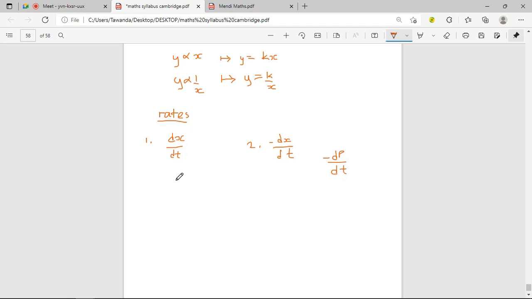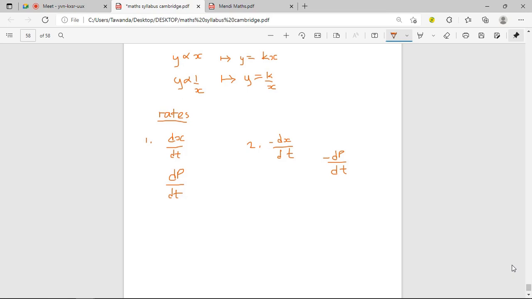But if it is birth rate, it will be positive dP over dt, because with birth the population is increasing, but under death the population will be decreasing. So sometimes you'll be given both the birth rate and the death rate. And if you want to find the net effect, you'll just add your birth rate and your death rate, right? So you need to take note of those crucial points.